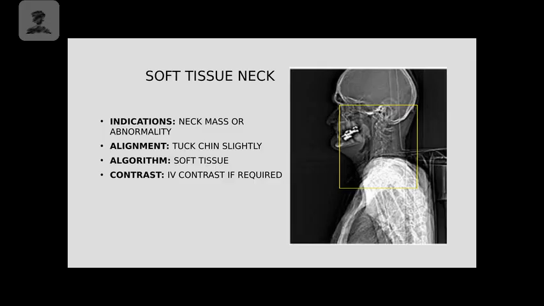Contrast could be required if we want to identify a mass or an abnormality that we're just not really sure what it is. And so we can give IV contrast through the arm and then wait for it to get into the neck area.